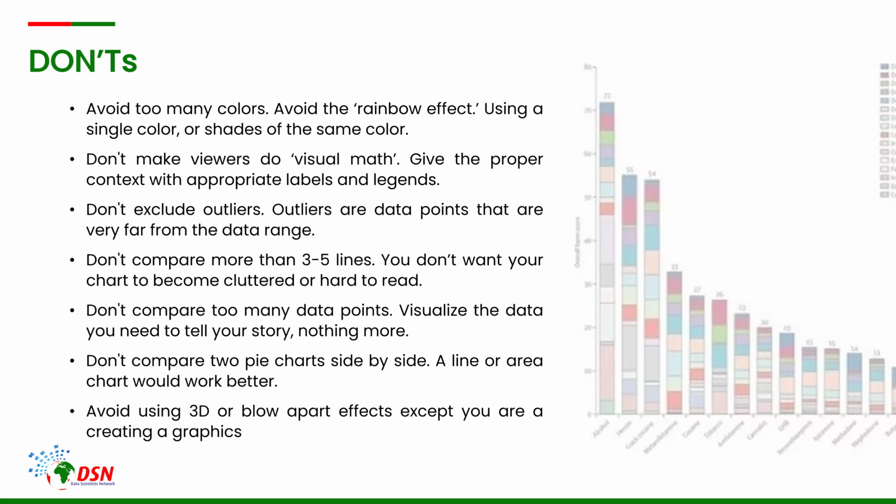Don't make viewers do visual math. Give the proper context with appropriate labels and legend. Don't assume that my viewers will do the plus and the minus. It actually happens a lot when we are doing stacked column charts. I have a rectangle and I stack another rectangle on it. Okay, this one is blue, this one is red.